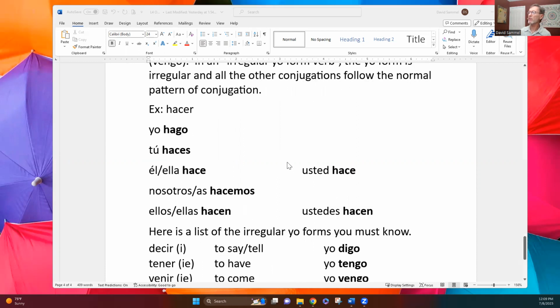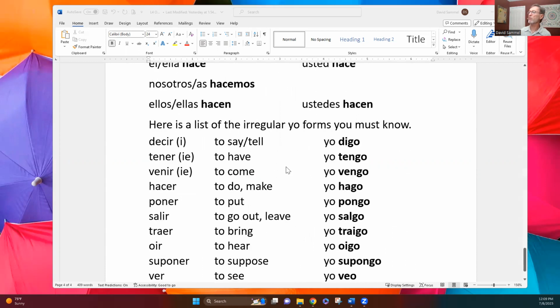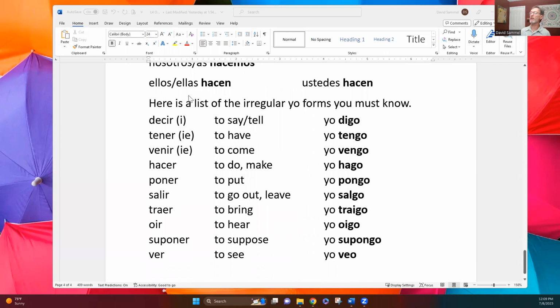Okay. Here is a list of the irregular yo forms that you must know to be successful in this class and to learn Spanish basically. Notice that I included the stem changes for the 3 of these 10 verbs that are stem changing. There are other stem changing verbs, by the way, but we don't have to learn them all. We're going to focus on these ones because they're the ones that you use most often.